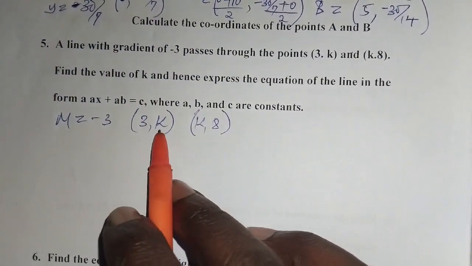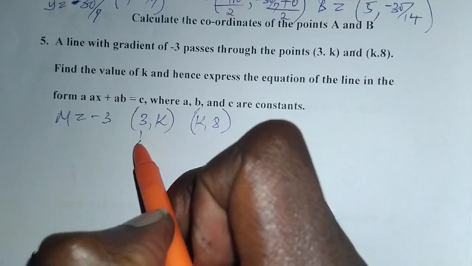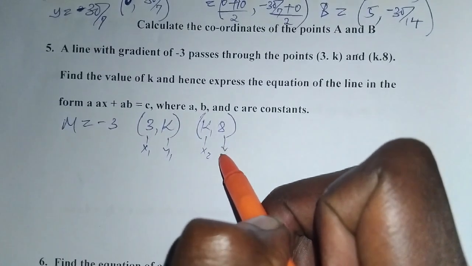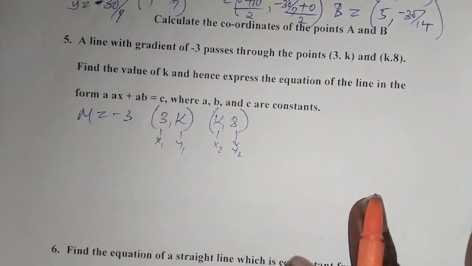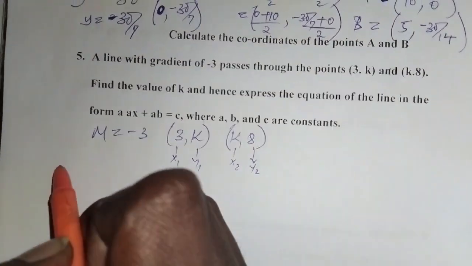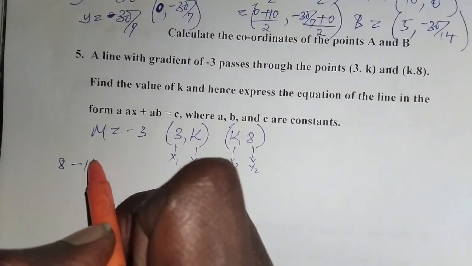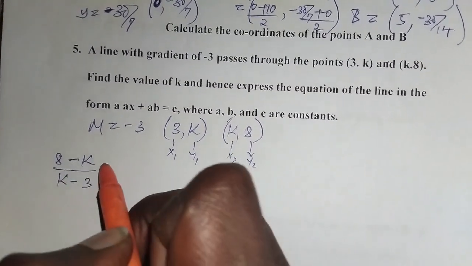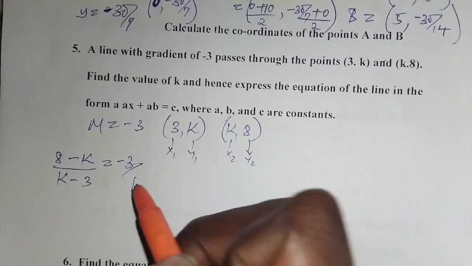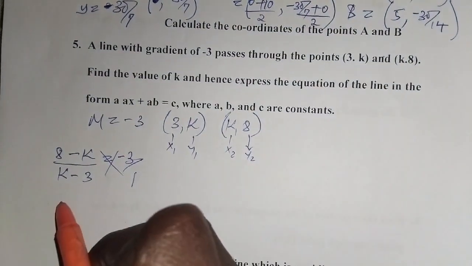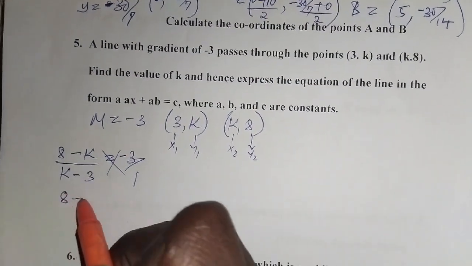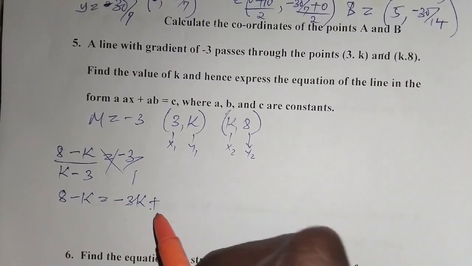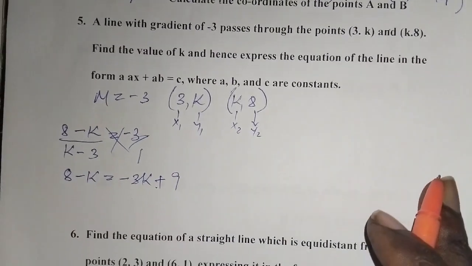So the y, this one is x1, y1, x2, y2. So you shall have 8 minus k over k minus 3 is equals to negative 3 over 1. So you can cross multiply. You shall have 8 minus k is equals to negative 3k plus 9.